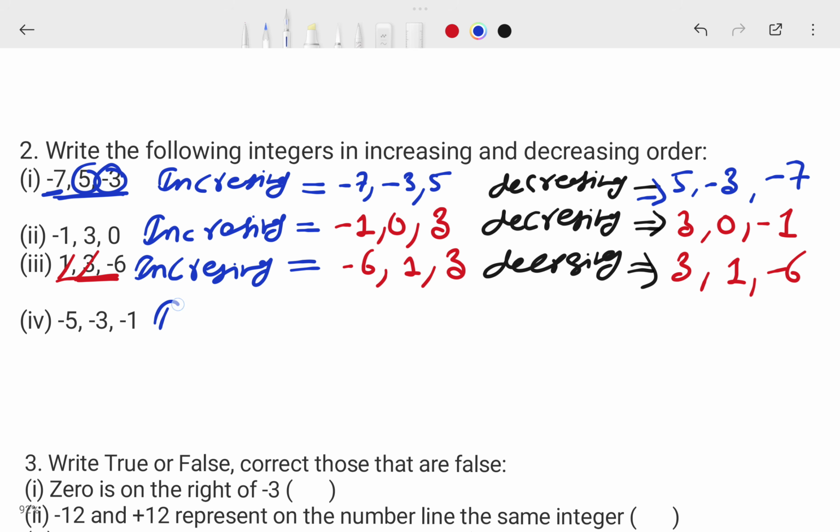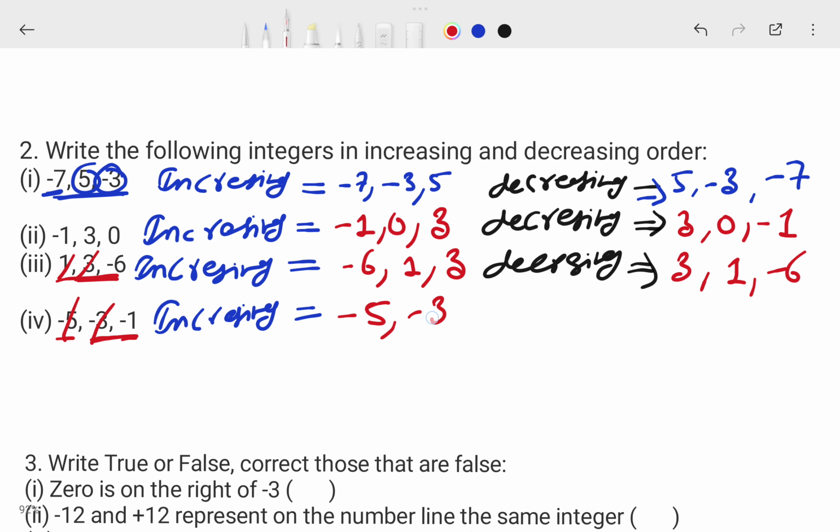Now let's talk about this one. We have to write in increasing order. So -5, -3, -1. In this one, which is the smallest? The number which is looking very big is actually the smallest in increasing order. So here -5 is the smallest. After that, -3 or -1, which is smaller? -3 is smaller.